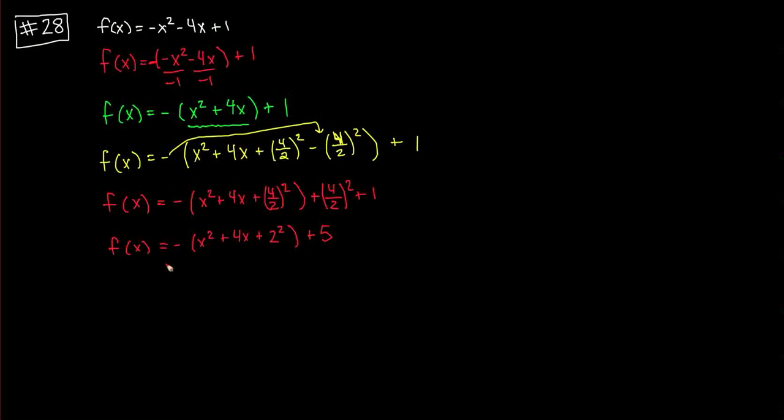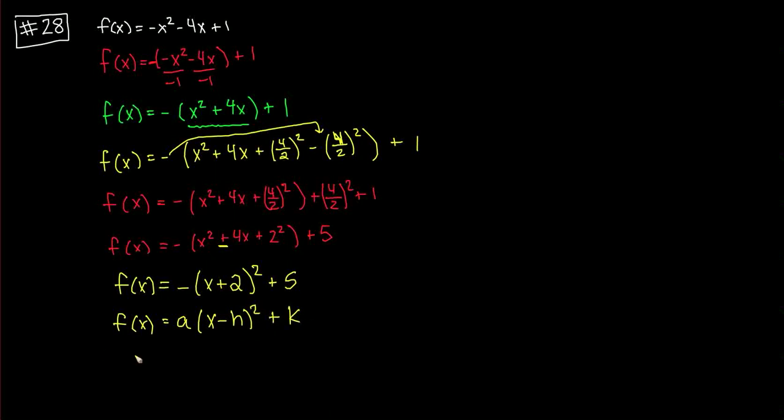Alright, so now we can make this into something that looks like this. This is a plus, this is a plus 2, and then the square goes on the outside, and keep that negative there too, and plus 5. If we're looking to put it into this form, we can write it like this.